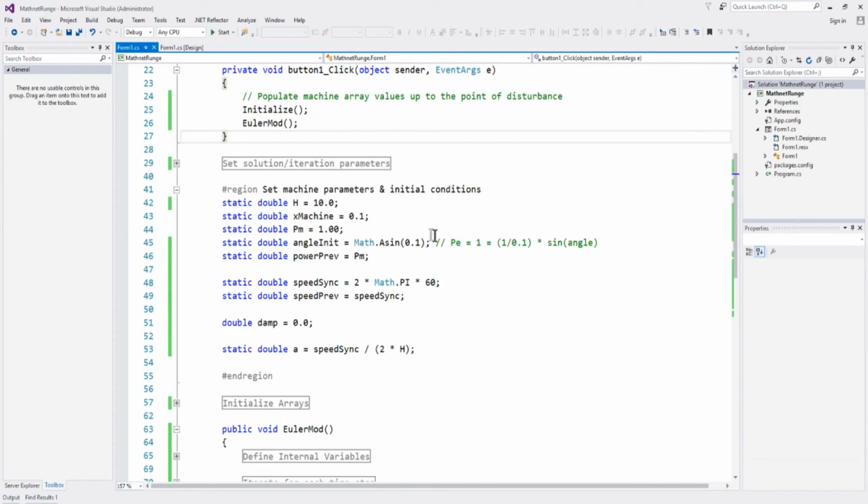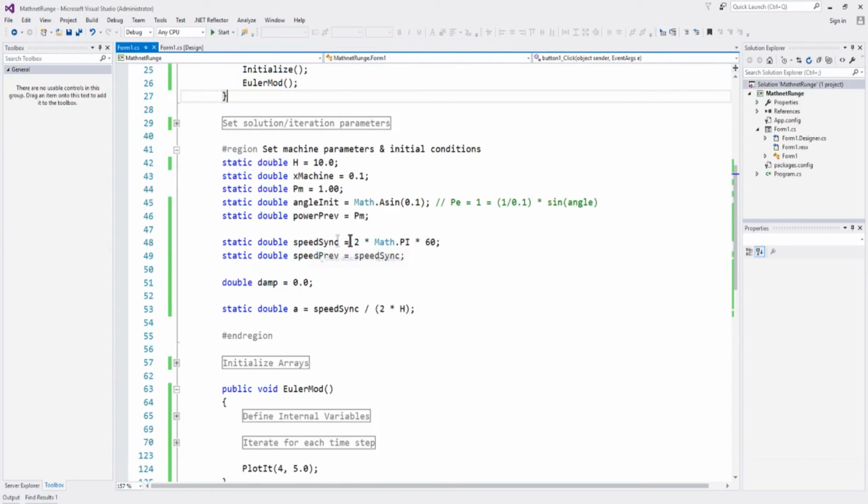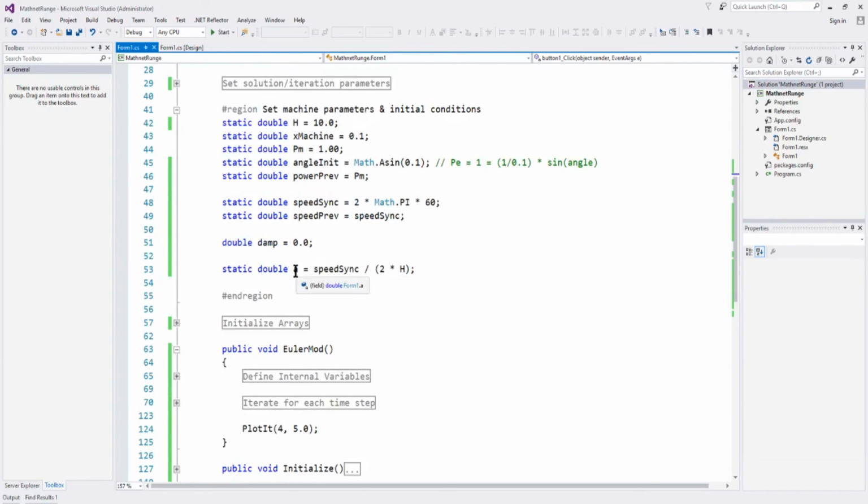Voltages are 1 per unit, and the machine reactance is 0.10. So I'm just taking the arc sine of 0.1. And then I set up the initial mechanical power. And here I'm setting up the synchronous speed in radians, which is 2 pi times f. I've got a frequency of 60 hertz. And then the initial speed is equal to the synchronous speed. And here I've got a damping factor we're not going to use, but we can use that in the future. And here is a constant that is basically just the synchronous speed divided by 2 times inertia, which you may recall from our calculation of d omega dt. We're going to use that as a constant.